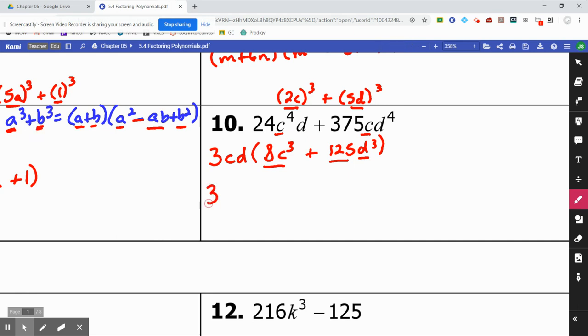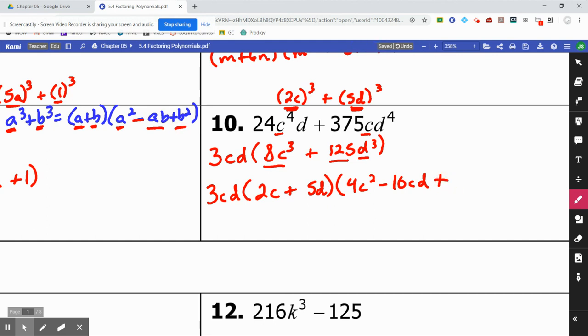So now to factor this, let's bring down 3CD. Everywhere I have an A in my formula, put 2C. Everywhere I have a B, put 5D. So A squared would be 2C times 2C, which is 4C squared, square them both. Minus, I now have to do A times B, which would be 10CD.